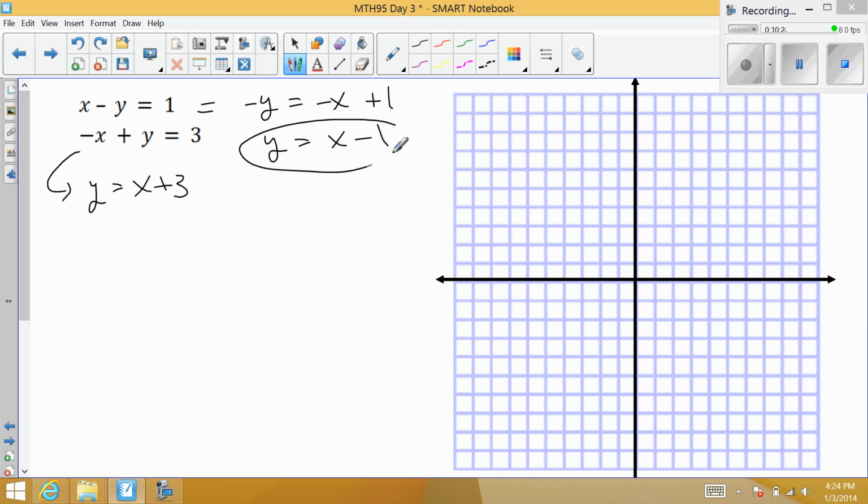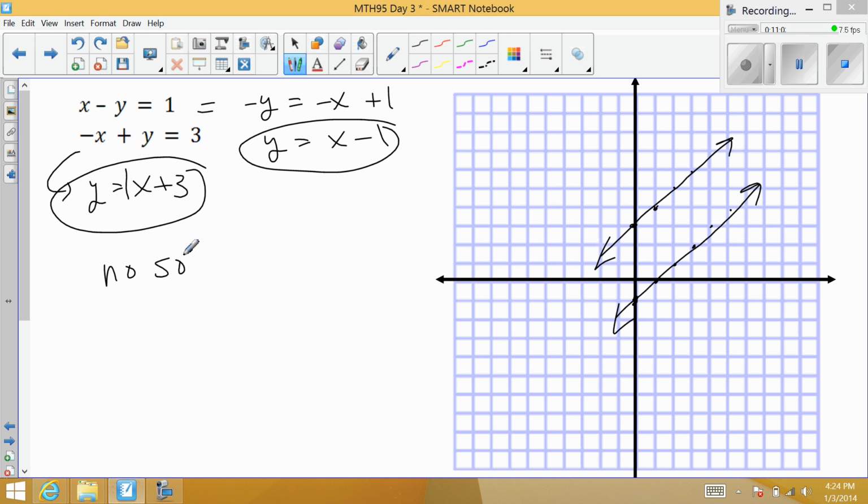So let's graph this one first. I have a y-intercept of negative 1 and a slope of 1. So up 1 over 1, up 1 over 1, and there's my first line. My second one here, I've got a y-intercept of 3 and my slope again is 1. So up 1 over 1, up 1 over 1. We've got two parallel lines. They'll never cross, they'll never intersect, there's no point in common, so there's no solution in common, and we simply say there is no solution to this system of equations.